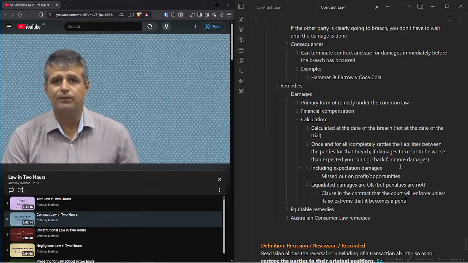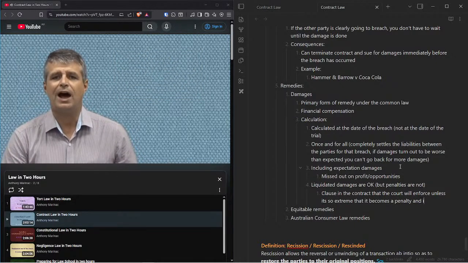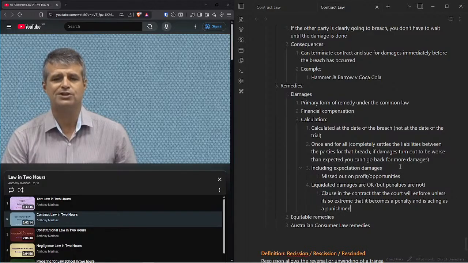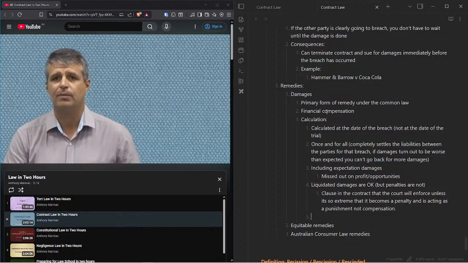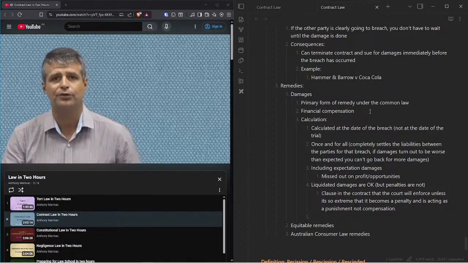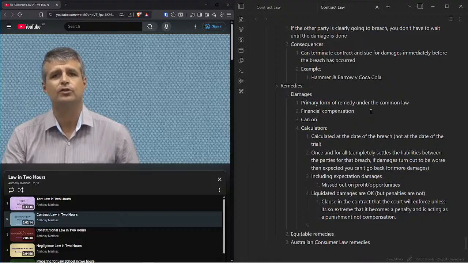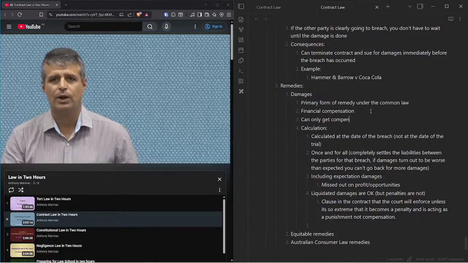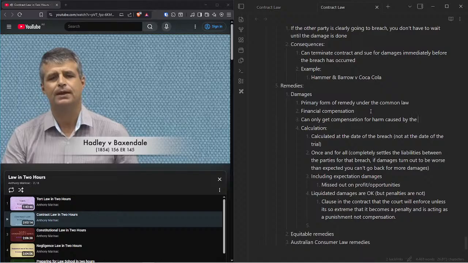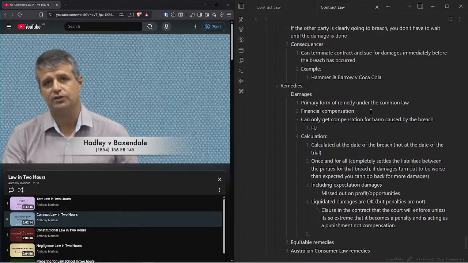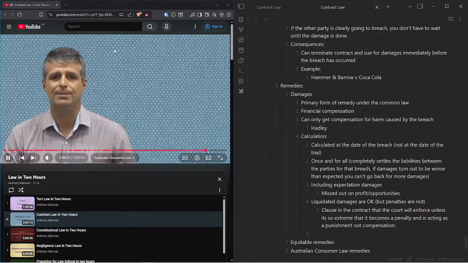Now, this might sound obvious, but you can only get damages for the harm which is actually caused by the breach. How do we tell? How do we distinguish harm which was caused by the breach from other sorts of harm that might have other causes? This issue is called causation, and we apply a rule called the rule in Hadley and Baxendale. It has two main questions, which are known as the two limbs.